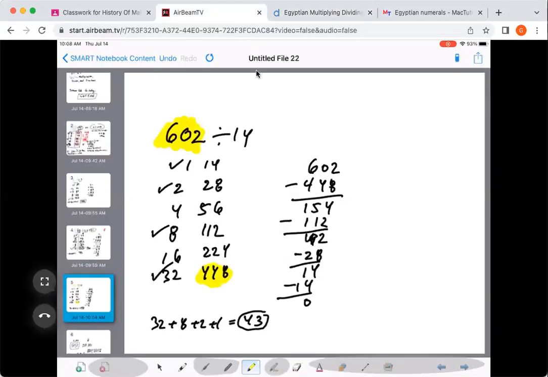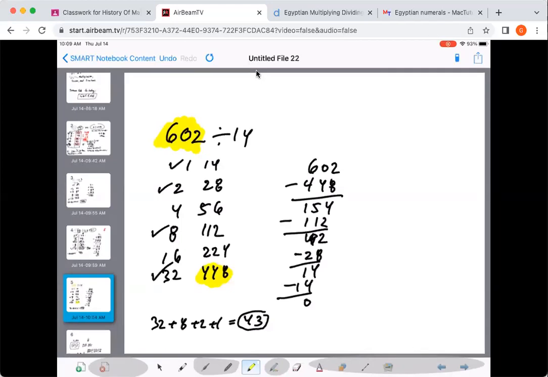So as you can see, 602 minus 448, so I use the 32. I have a remainder of 154, so I subtract 112, which means I'm using the 8. Then I have 42 left. I subtract 28, I use the 2. Finally, 14. So it did go in evenly. Yes, the goal is to get as close to 602 without going over. So that's why we kept going to 448, because that's as close as I could get to 602.